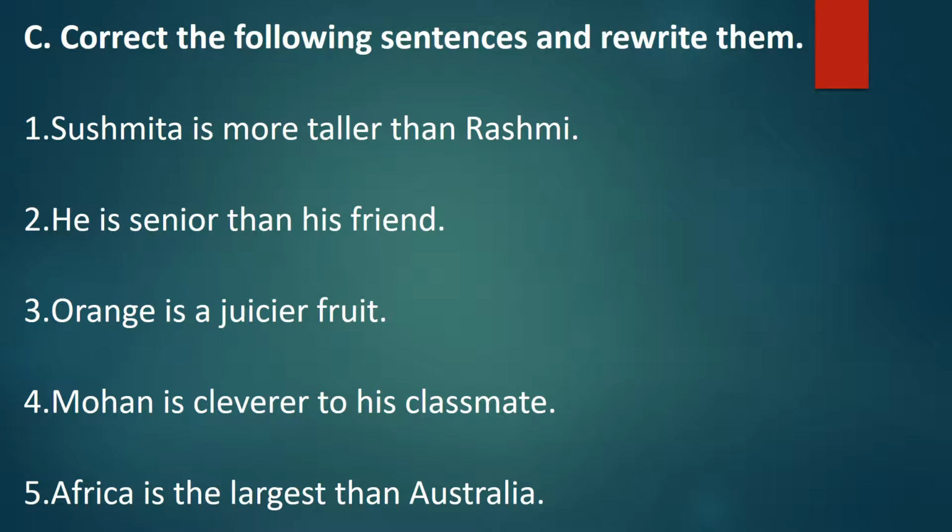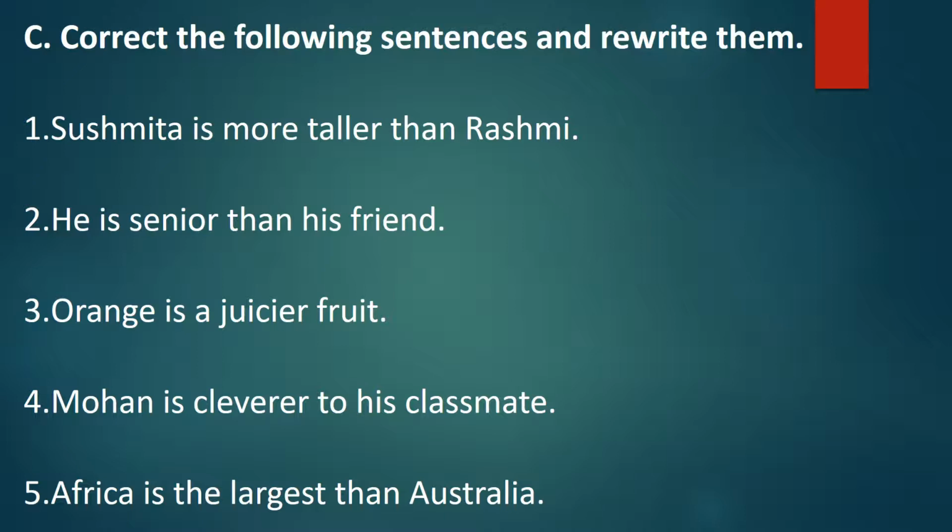Now the fourth sentence is, Mohan is cleverer to his classmate. So in this sentence, with cleverer, we are referring to Mohan and the other classmates also. So the correct sentence is, Mohan is cleverer than his classmates.